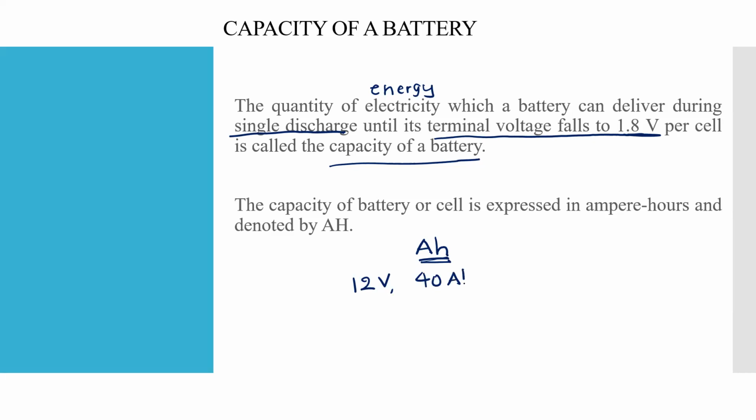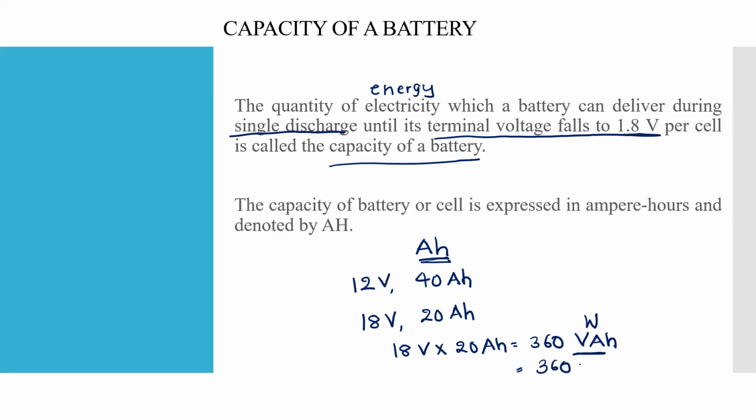So sometimes we call it 12 volt, 40 ampere hours, or 18 volt, 20 ampere hours. If you combine them, then 18 volt into 20 ampere hour is equal to 360 volt ampere hour. This is what? Watt hour. That means it becomes 360 watt hour, which means it can provide 360 watt for 1 hour. Understand? That's how we define the battery.